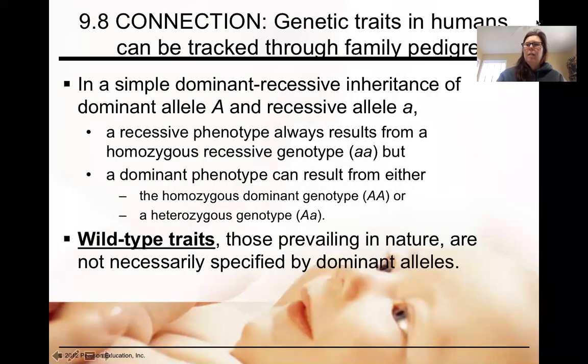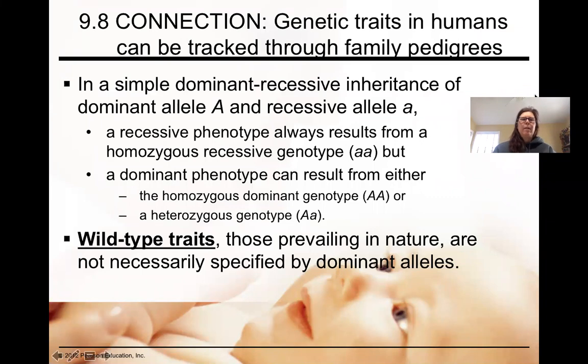Okay, so to continue on, actually we'll finish chapter 9 here. This will also lead into today's lab, but just to finish this little note here, when we talk about simple dominant recessive inheritance, we can use a dominant allele A and then the recessive allele, the little a. We'll be using those in quite a few labs.